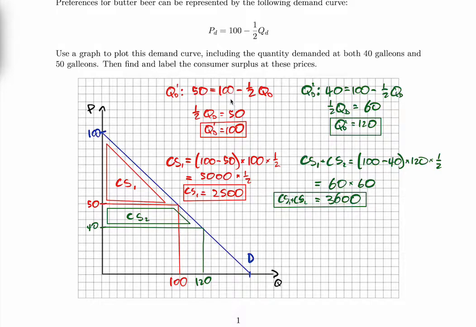The first thing to do is to find the quantity demanded for both of these. So I've written these using two colors. So for a price of 50, all we do is plug in 50 in for our price. We have 50 is equal to 100 minus 1/2 QD. We just simplify this, and that gives us a quantity of 100. A quantity demanded of 100.